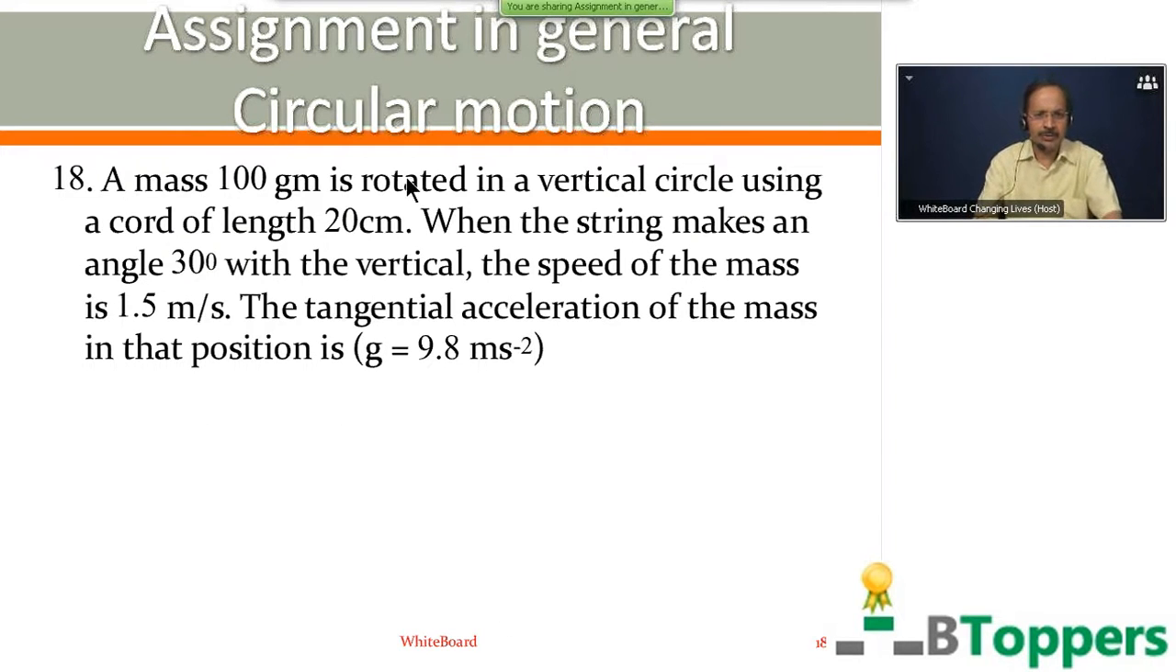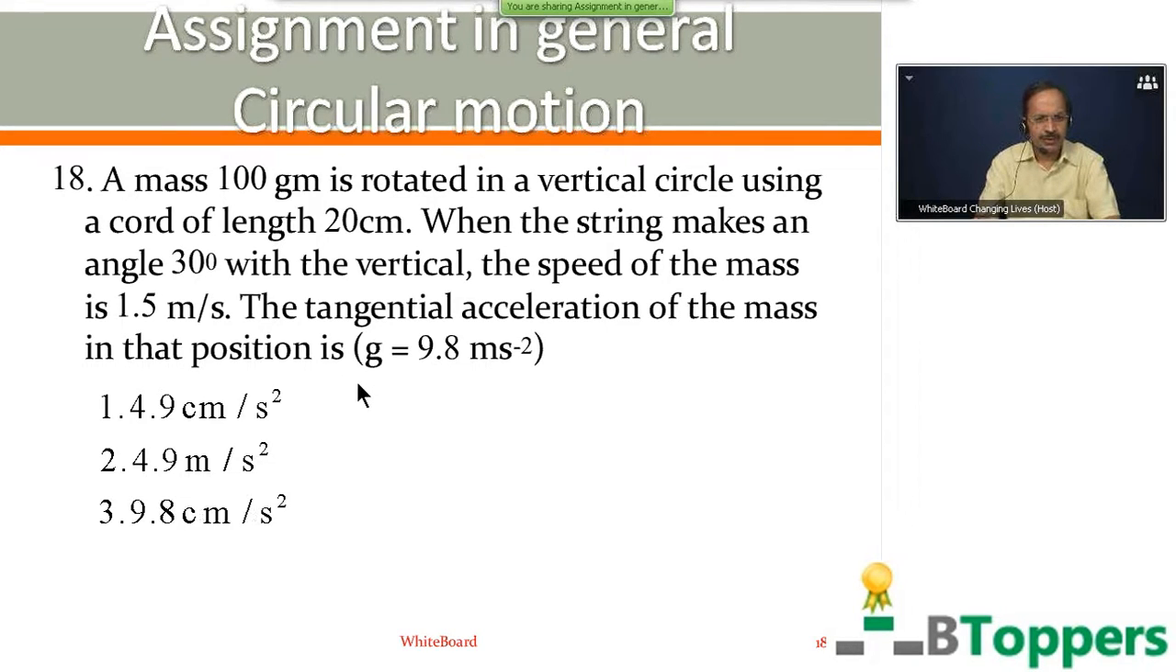A mass 100 gram is rotated in a vertical circle using a cord of length 20 centimeter. The string makes an angle of 30 degrees with the vertical. The speed of the mass is 1.5 meter per second. The tangential acceleration of the mass in that position is... Four options are given on the screen. You have to take g as 9.8 meter per second square. Come on, try the question.